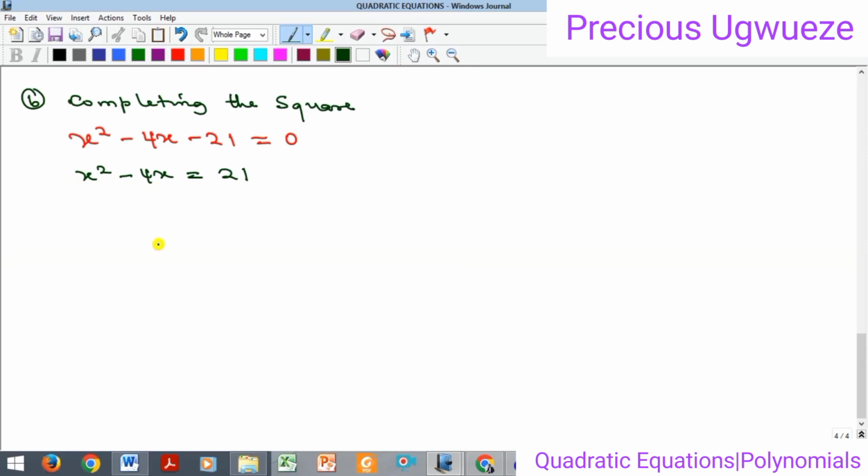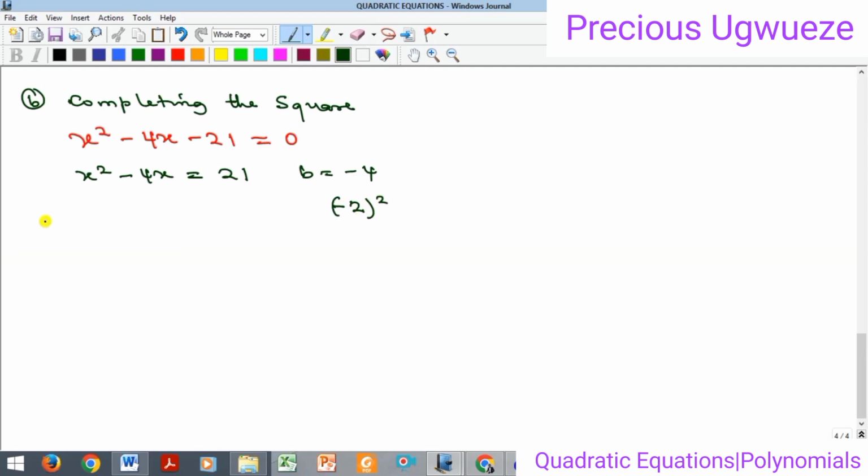Now the next step says that we should add to both sides the square of the half of b. Now in this case, what is our b? Our b is minus 4. The step says we should add to these two sides the square of the half of this. Now what is the half of this? The half of this is going to be minus 2. And so we are now going to square it and then add it to both sides.